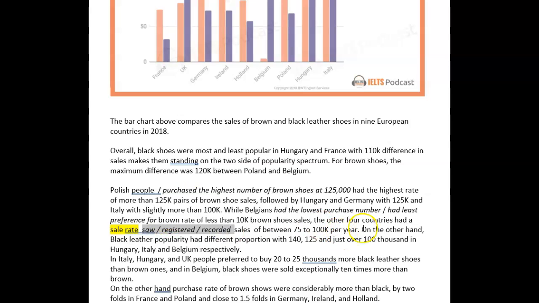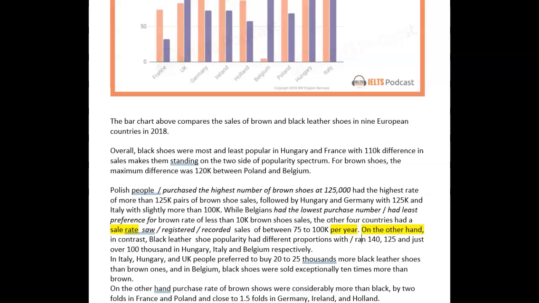Sales are between, yeah, okay, not per year, in the given year, it's only that year. We don't use on the other hand for task 1. So just you go instead in contrast. In contrast. Black leather popularity. So black leather shoe popularity. It's not just the leather, it's the shoe popularity had different proportions with 145. Yeah, okay. Had different proportions rather than with.